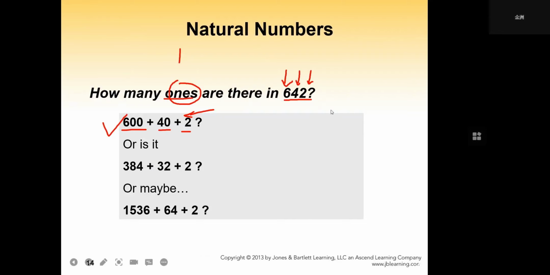We consider how many ones there are in this 642. If it's in decimal, we call it 642, right? So I listed 3 here. Obviously, it represents the first one, right? Because I call it 600, which means 600, then 40 and 2, right? So it can be written in this way.